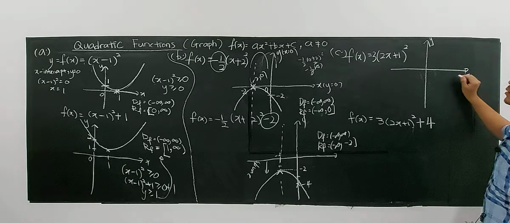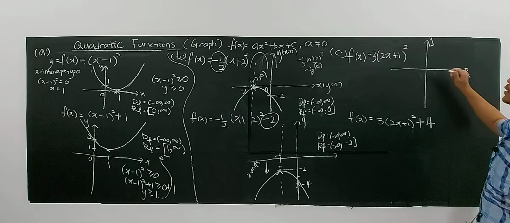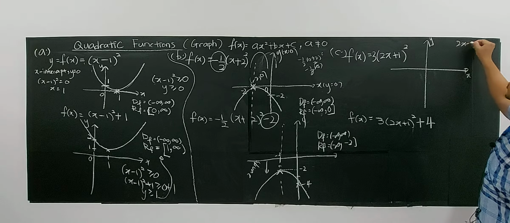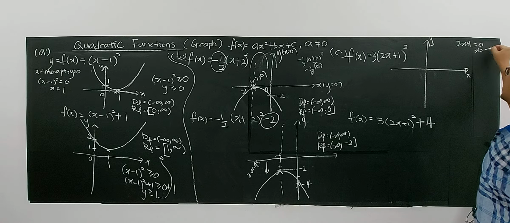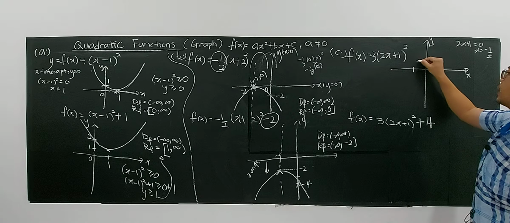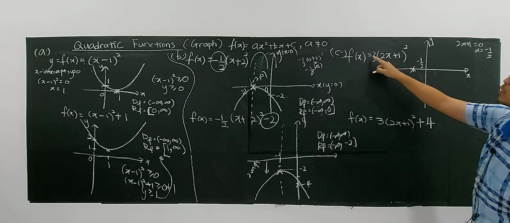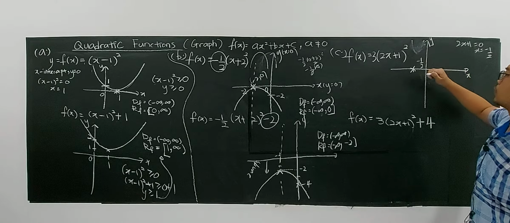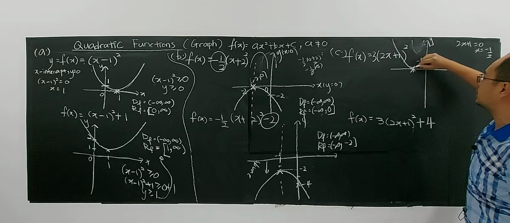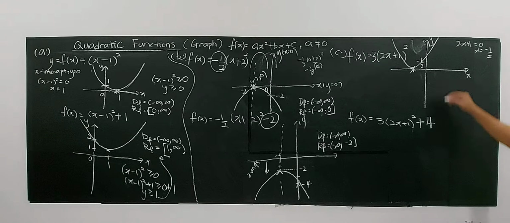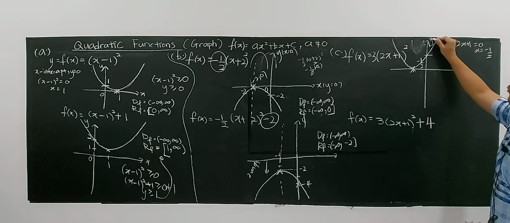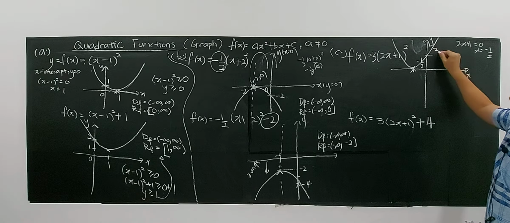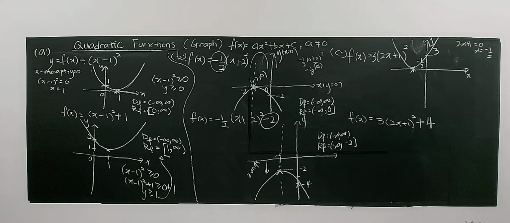The graph will be touching the x-axis. If you intercept the x-axis, y will be 0. What will cause y to be 0? Of course, 2x plus 1 must equal 0, so x will be negative 1 over 2. Because of the positive sign here, the graph opens upwards. The y-intercept, when x is 0, is 3 times 1, which is 3. All right, this will be your graph.